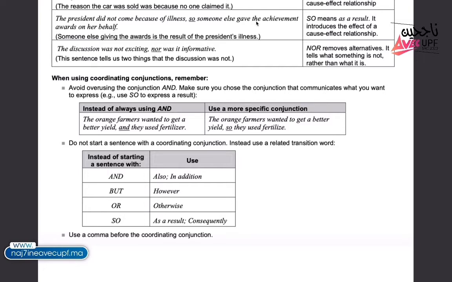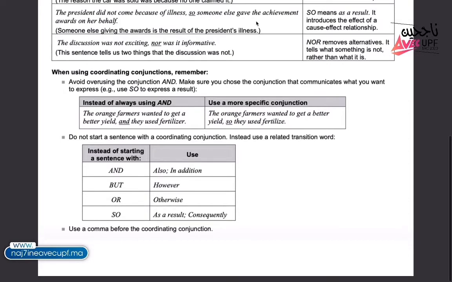So we move to the next table. Do not start a sentence with the coordinating conjunctions. Instead, use a related transition word. For example, in addition, but, however, or otherwise. So as a result, instead of putting these terms at the beginning, we can use also, in addition. I hope you are following me.